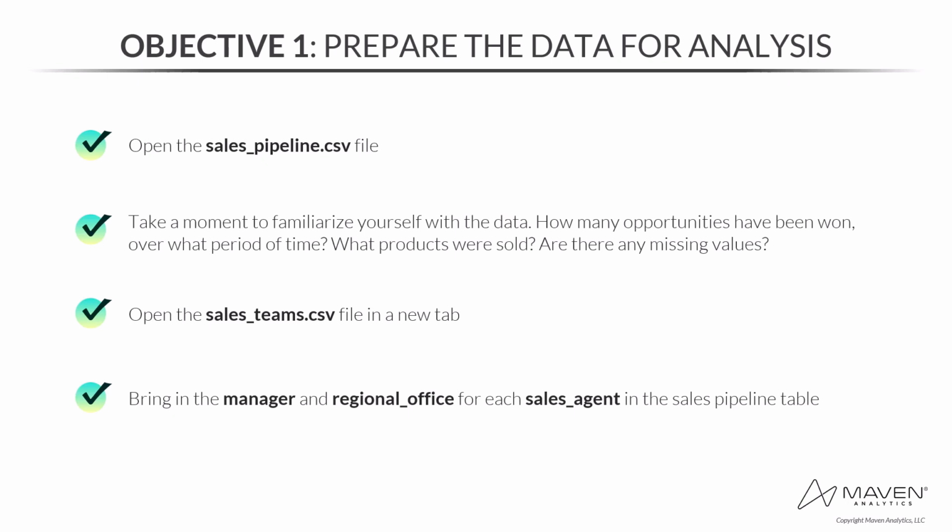For the third task, we're going to open the sales team CSV file in a new tab. And then finally, we're going to bring in the manager and regional office fields for each sales agent into the sales pipeline table by using lookup functions. So those are the tasks for this objective. Let's go ahead and jump in.